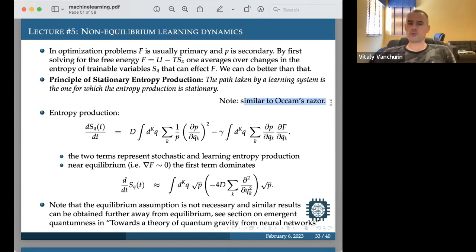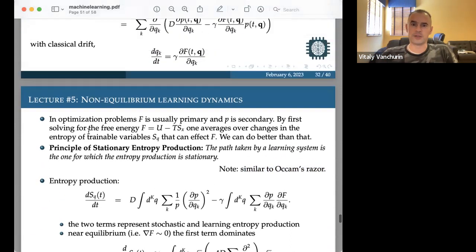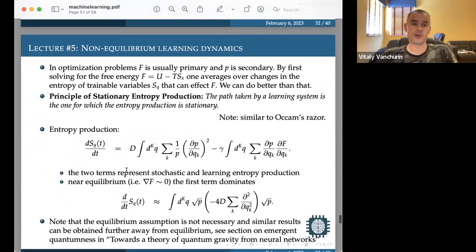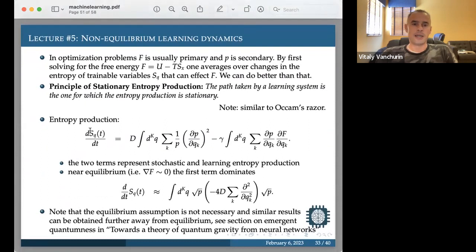Okay, so now let's write formulas. Now I will write this formula without showing the details of how to get to it, and you should be able to do it yourself from this expression, from the diffusion equation, the Fokker-Planck equation. What I have here is the change in the entropy with respect to time, where entropy is a Shannon entropy, just like what we had before, but for trainable variables. Okay, so it's minus the integral of P of Q log P dQ, right? So this is a Shannon entropy.